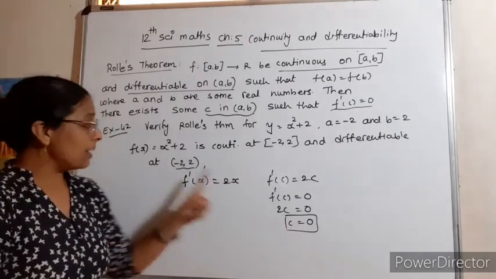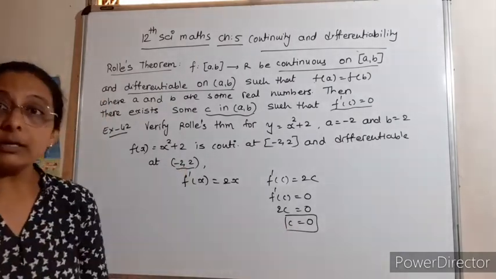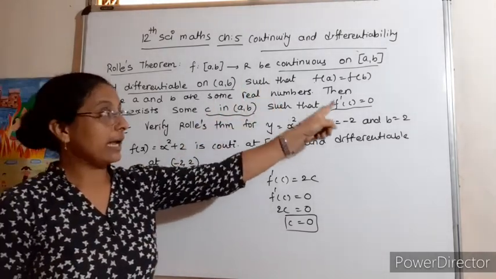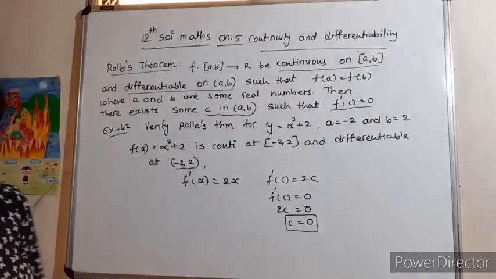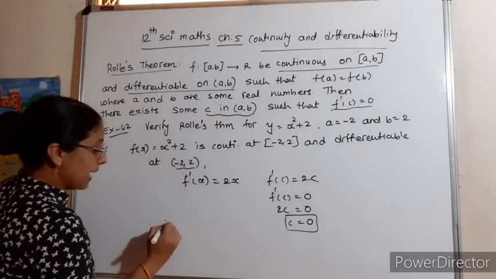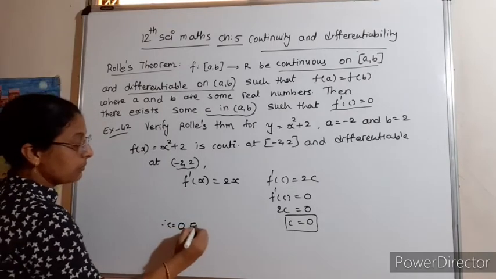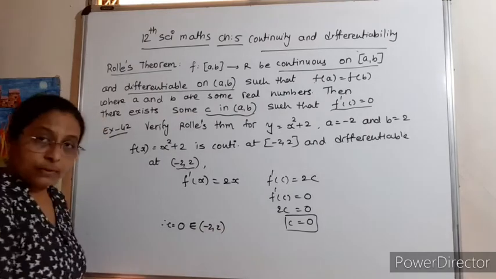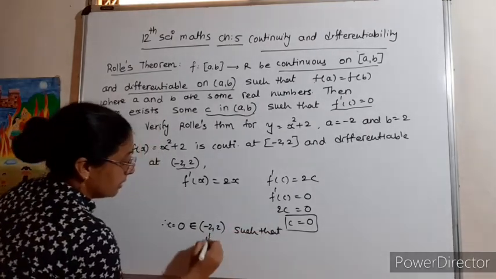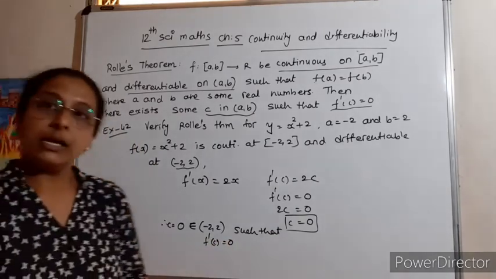So if 0 belongs to this, we can write that this is the value of c in AB for which f dash c is equal to 0. So you have to find the value of c. So you will write that therefore c is equal to 0 belongs to minus 2 2 such that f dash c is equal to 0. This is our final answer.